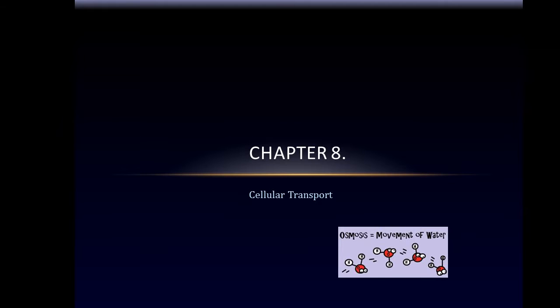The first part of Chapter 8 is about cellular transport. When we were talking about cell structures, we had mentioned different organelles and membranes, etc. So we had alluded to this before. But here, specifically, we're going to focus on how things move in and out of the cell.